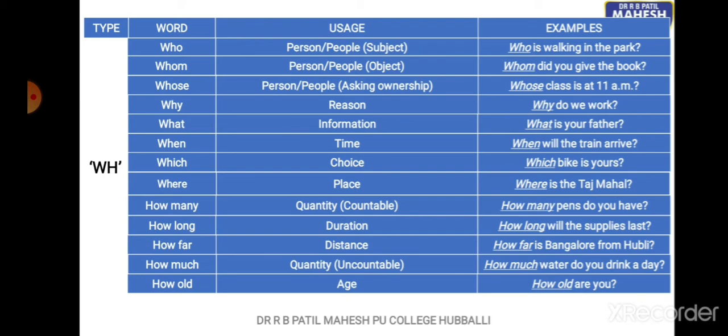The next phrase is how old. Usage is to seek information about age. How old are you? How old is this mansion? Etc.